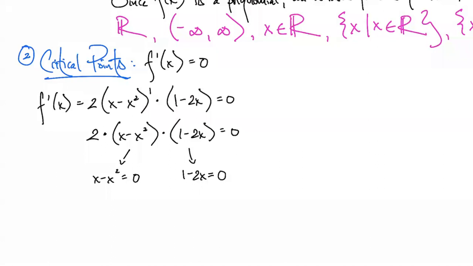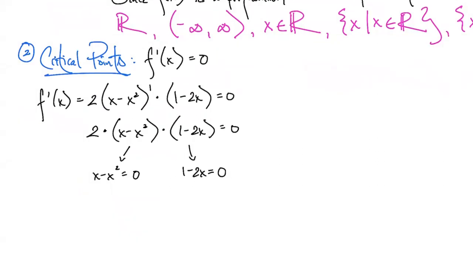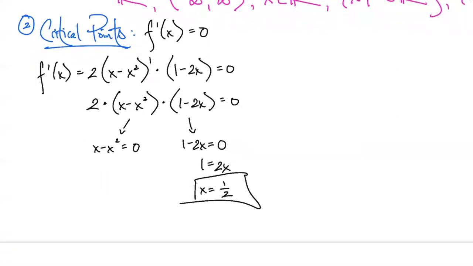Let's start with the right-hand one, 1 minus 2x. If we add 2x to both sides, we get 1 equals 2x, and then we divide by 2, so x equals 1/2. This is one of the critical points. I still don't know if it's a max or a min, but I know it's a critical point. Ooh, check out that spacing. Look at how close I am to the next page.